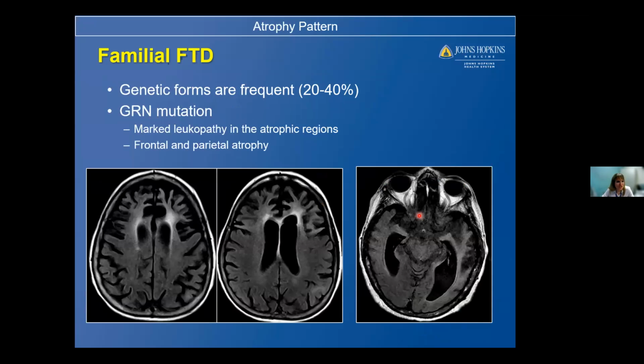Okay, this is just another gene mutation, the GRN, which also has these imaging characteristics. They're somewhat specific, but not consistent, but suggestive. When we see this, it's suggestive of this genetic mutation. We can see this marked frontal, temporal, and parietal lobe atrophy associated with white matter T2 FLAIR hyperintensity. So this is more of a leukopathy that can also be seen in these sporadic forms. But when we see this, we should raise the suspicion for GRN mutation.